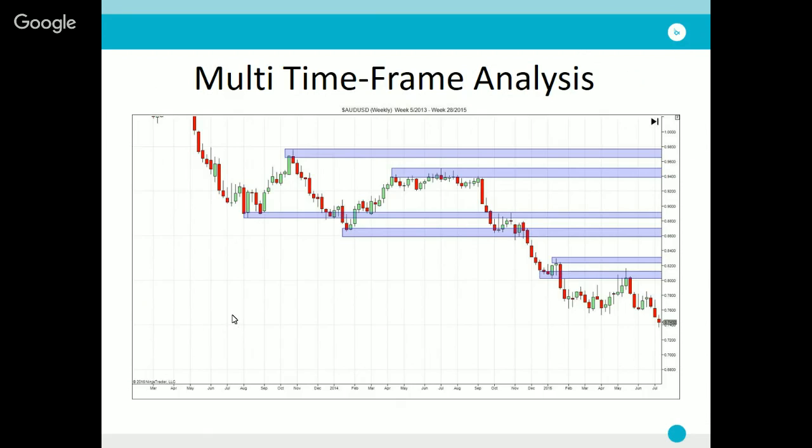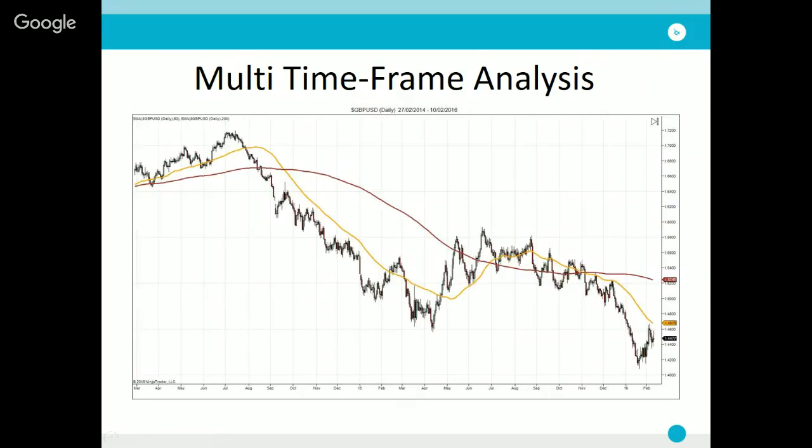So looking at this example, here is the sterling dollar on a daily chart. And you can see that I've got two moving averages on here. The first, the yellow one, is a 50-day average. This gives us an idea of the trend over the last 2 to 3 months. We then have the red line. This is a 200-day moving average, which is giving us a much longer term look at the market. This gives us an idea of the trend over the last 10 months or so.